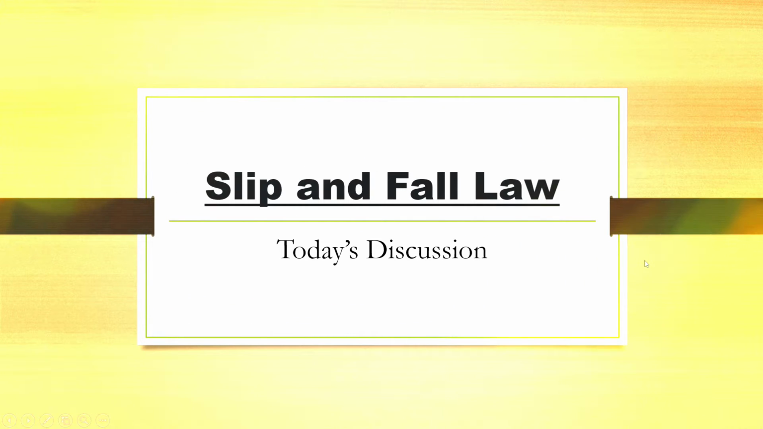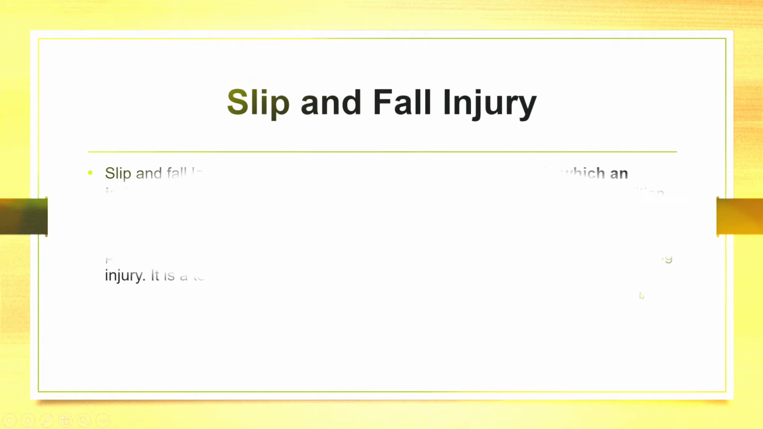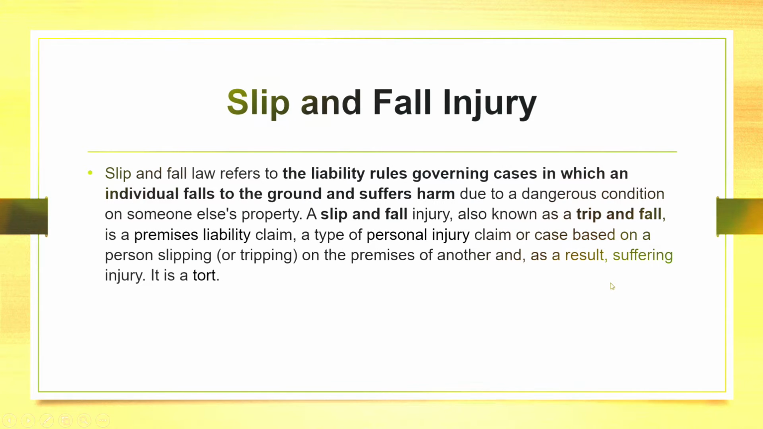So today's discussion: slip and fall law. Slip and fall law refers to the liability rules governing cases in which an individual falls to the ground and suffers harm due to dangerous conditions on someone else's property. A slip and fall injury, also known as a trip and fall, is a premises liability claim, a type of personal injury claim or case based on a person slipping or tripping on the premises of another and as a result suffering injury. It is a tort.